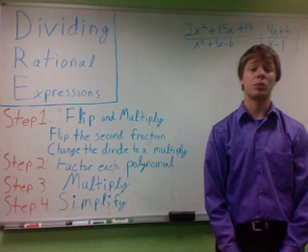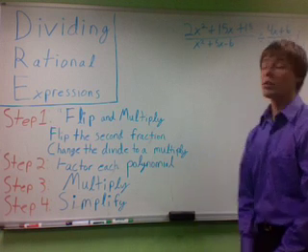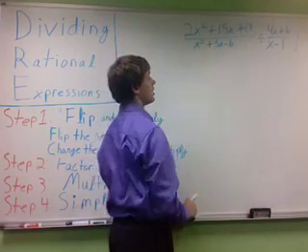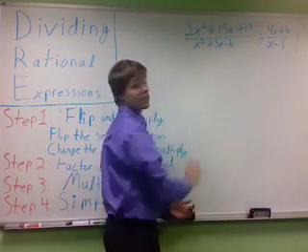Our third step is to simply multiply them together. And our fourth step is to simplify our expression. Let's take a look at how we do that using our example. The example we have here is 2x squared plus 15x plus 18 all over x squared plus 5x minus 6.